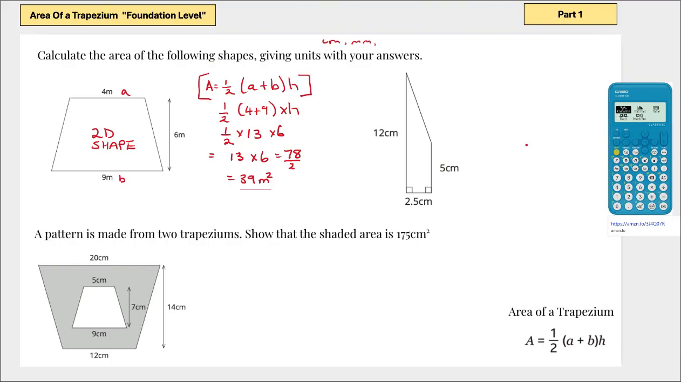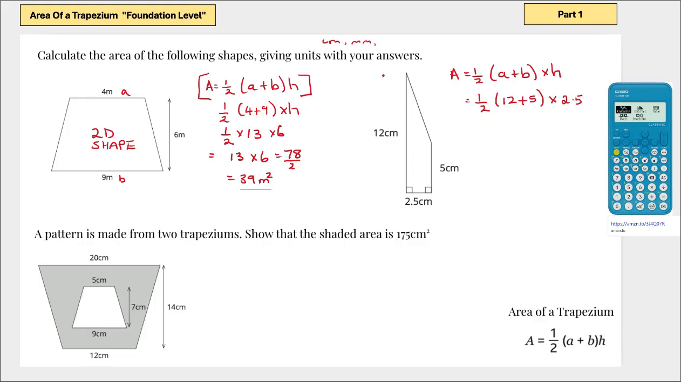So let's do this one. It doesn't matter how you look at it, it's a trapezium, all right? So we're going to do the same. So we have A equals half times A plus B times the height. So there's our formula. So let's plug it all in. So we have half, and we have A plus B, 12 plus 5, times our height, which is 2.5.